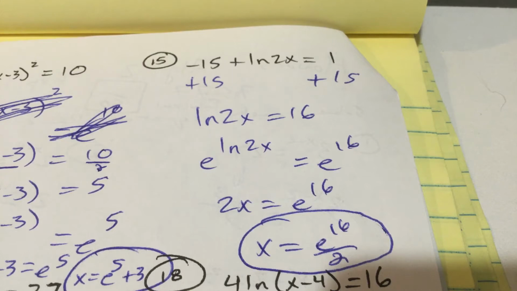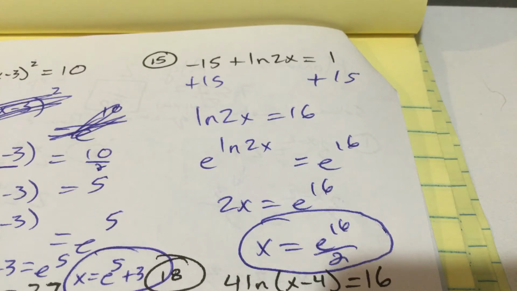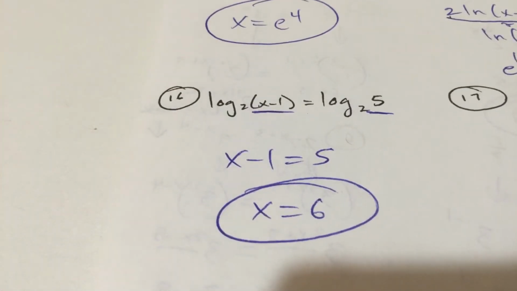You can't divide by 2. That 2x is within that natural log. You need to attach e as a base. Then the 2x comes down. You divide both sides by 2. E to the 16th is a huge number, so just write it like that, divided by 2.